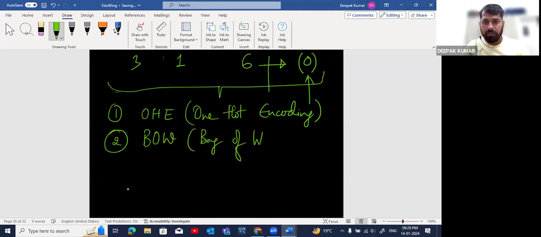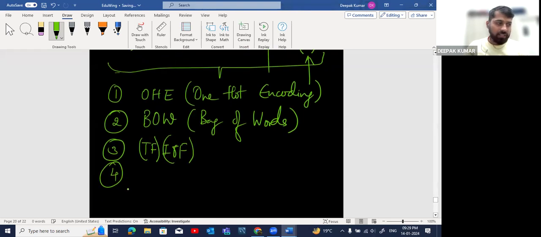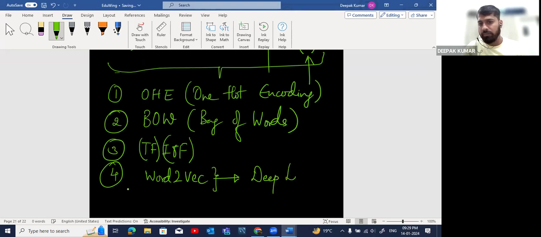Bag of words. Another technique we call TF-IDF. TF-IDF: term frequency inverse document frequency. Last thing we have is word2vec. This is actually the deep learning technique. The rest of the other techniques could be used with machine learning.